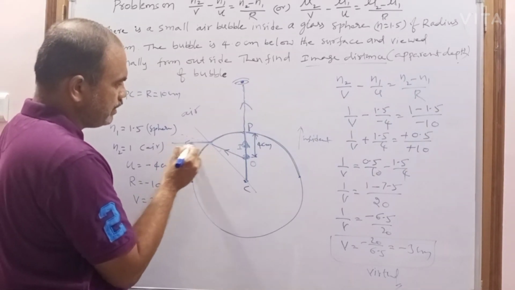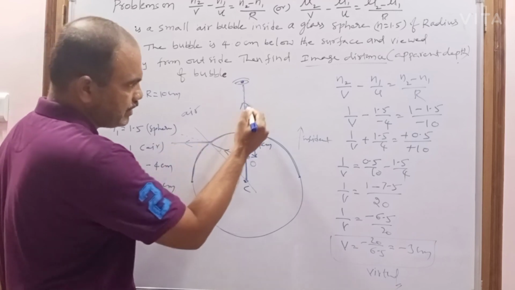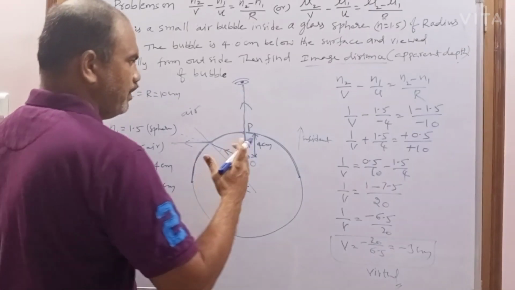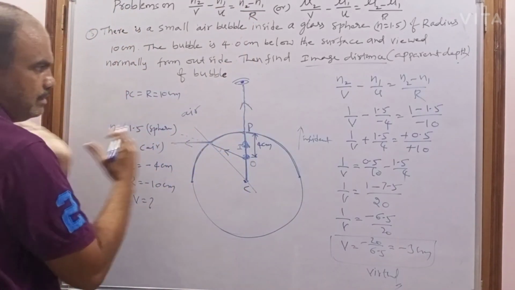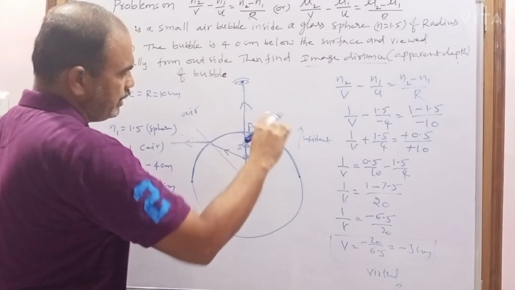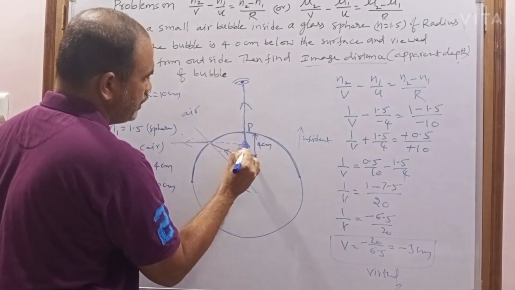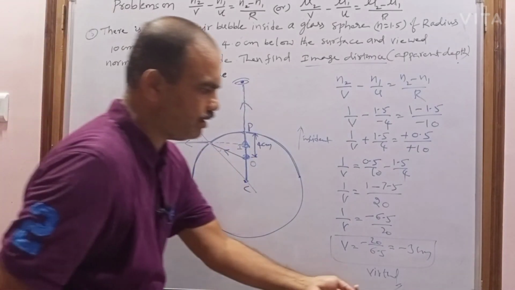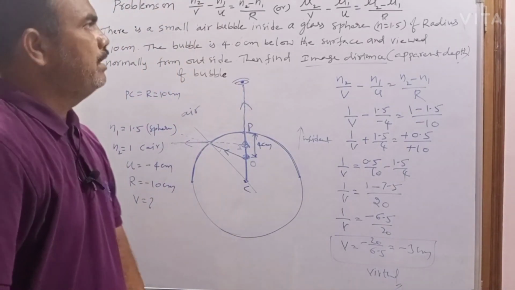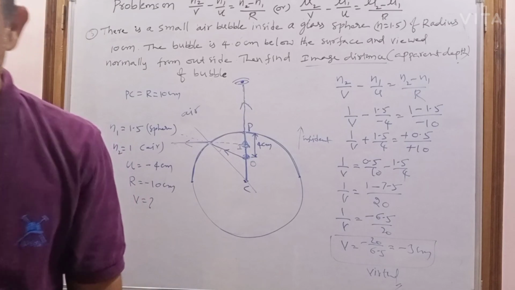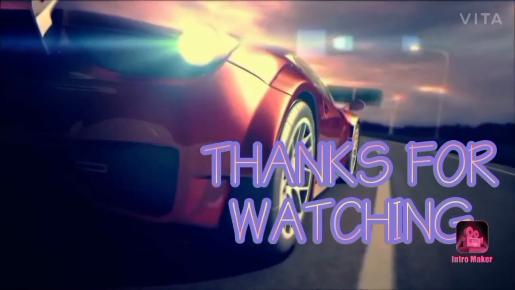Now this is the refracted ray of this incident ray, and this is the refracted ray of the other incident ray. This refracted ray is going in this direction, and that one in that direction. They never really intersect. So when they are extended back, they meet here. That's why this image is called a virtual image. So these are the problems on refraction at curved surfaces.